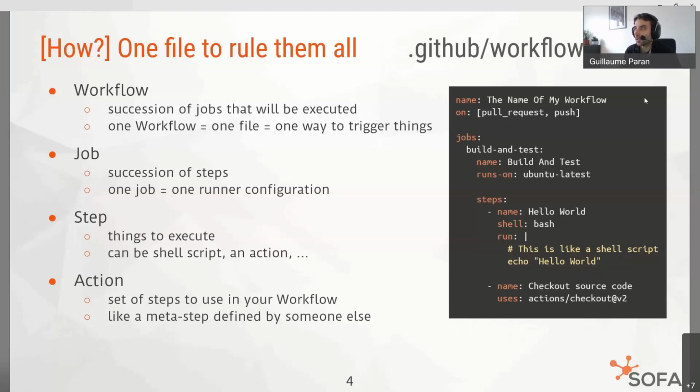So the idea is that the file that I often call ci.yaml, the file is what we call a workflow. The workflow has a name. The workflow has some triggers. So here on this example, the triggers are the pull requests and the push. So every time a push is done on master, for example.